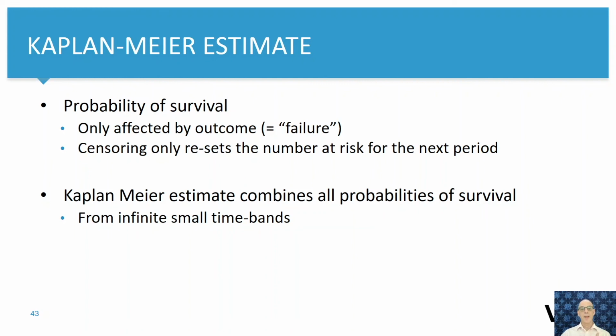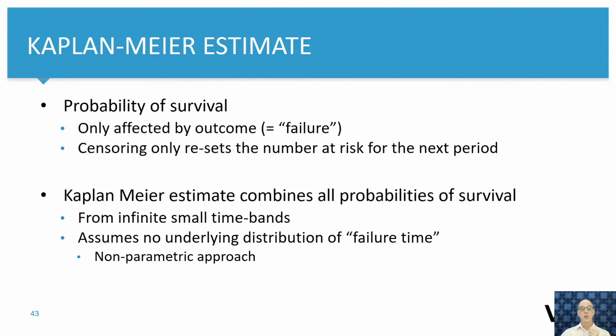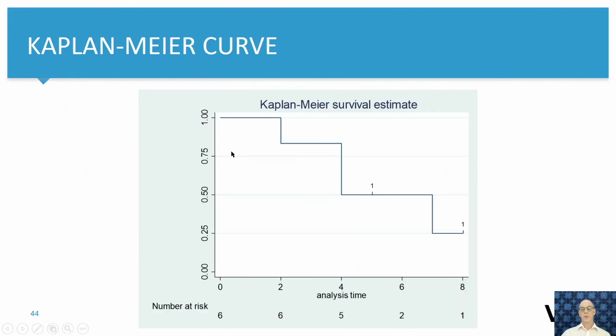Yeah? So the Kaplan Meier estimate combines all probabilities of survival from infinitesimally small time bands, time periods. And it assumes no underlying distribution of failure time. So in that sense, it is a non-parametric approach. The table that we have just constructed with all the different probabilities of survival in the time periods, from that we can also make a graph. And then we get this typical Kaplan Meier curve, which is a stepwise curve downwards that plots the probability of survival on the y-axis with time on the x-axis.